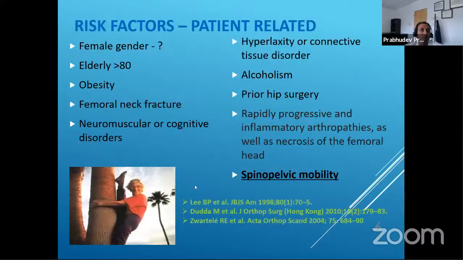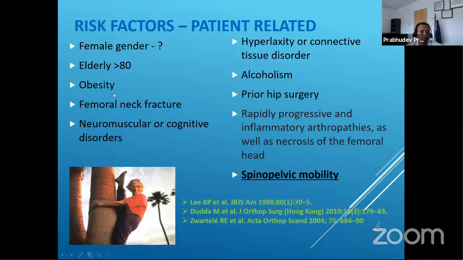So what are the common risk factors? We can classify them as patient-related risk factors. Female gender has been reported by some authors as a risk factor, but not everybody agrees with that. But we should still be careful. Elderly patients, definitely patients older than 80 years of age, are at a higher risk because of various reasons, including poor muscle tone and also cognitive problems.